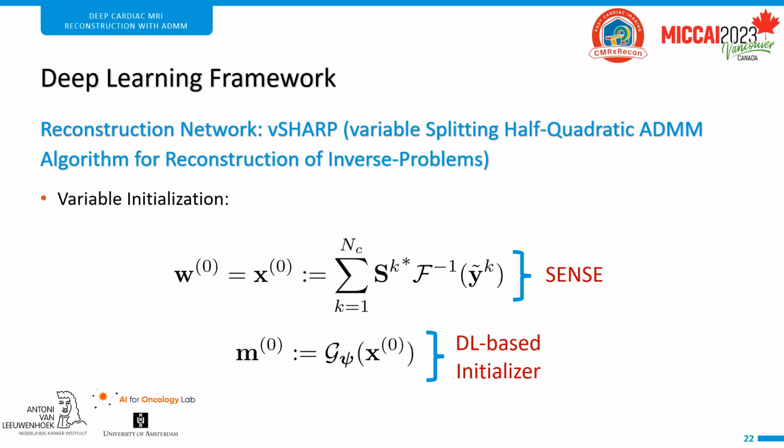In our framework, we initialize the auxiliary variable and image using a SENSE reconstruction, incorporating the predicted coil sensitivity maps. Additionally, the Lagrange multipliers variable is initialized using a deep learning-based initializer constructed with replication padding modules and dilated convolutional networks. This model takes the initialized image as input.